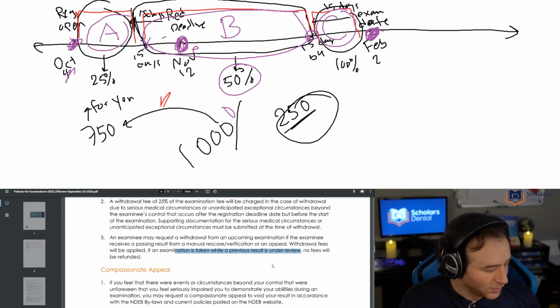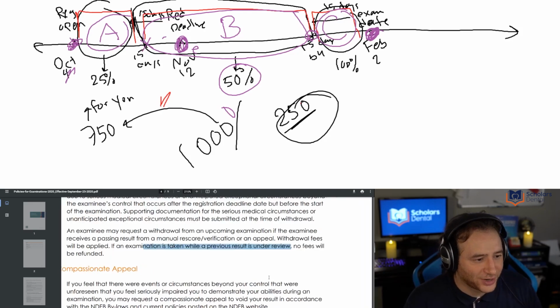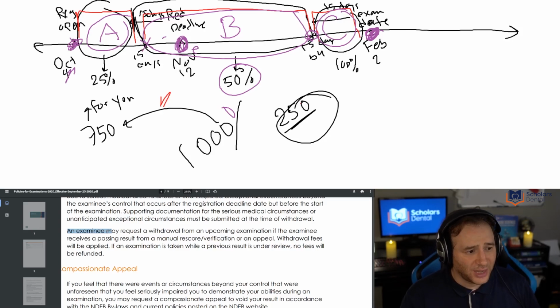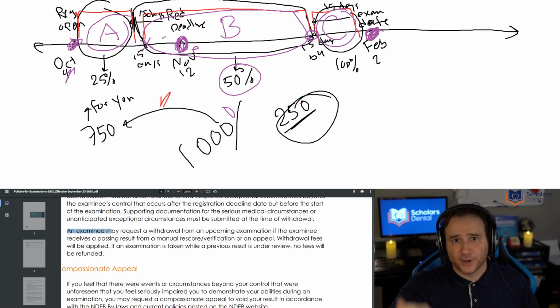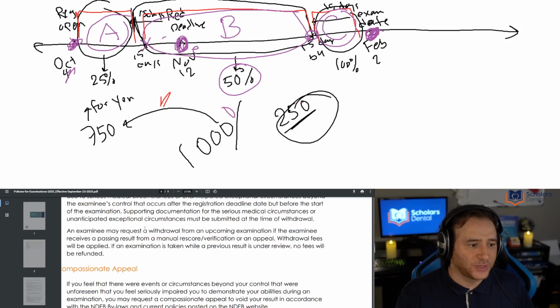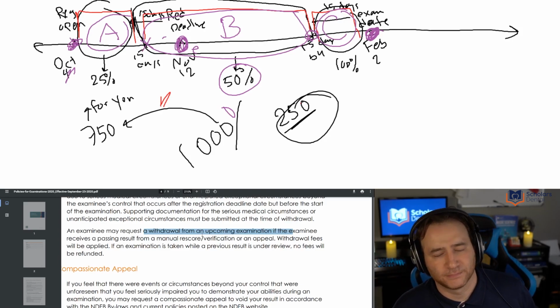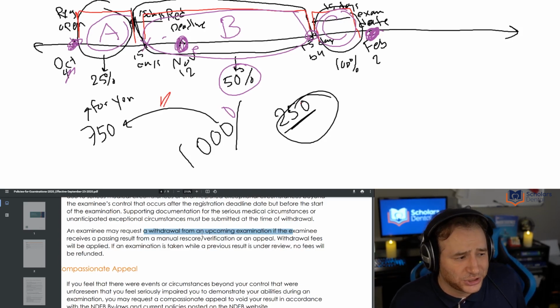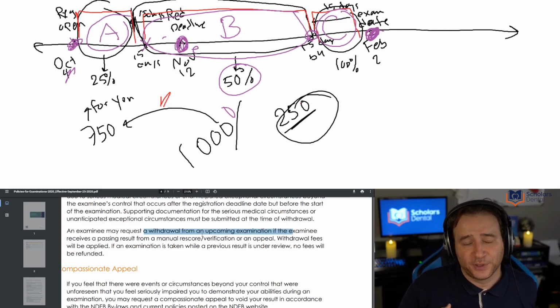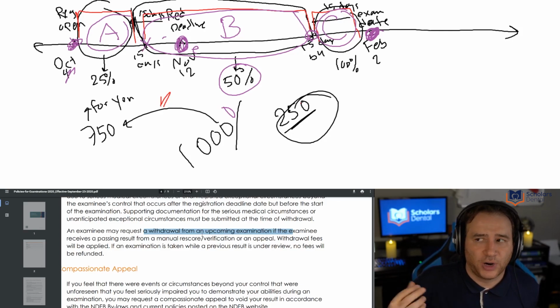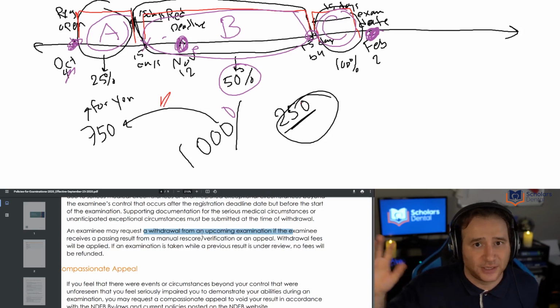Whew, okay, so this is a very rare, kind of unique case. If you have done an exam, you failed, but you're appealing, and then you're doing the next exam. An examinee may request a withdrawal from an upcoming exam if your appeal results came back that you passed. This is a very unique situation. At that level, if my appeal comes back as passing, I probably wouldn't care that much about the exam fee. I'll be celebrating, right?